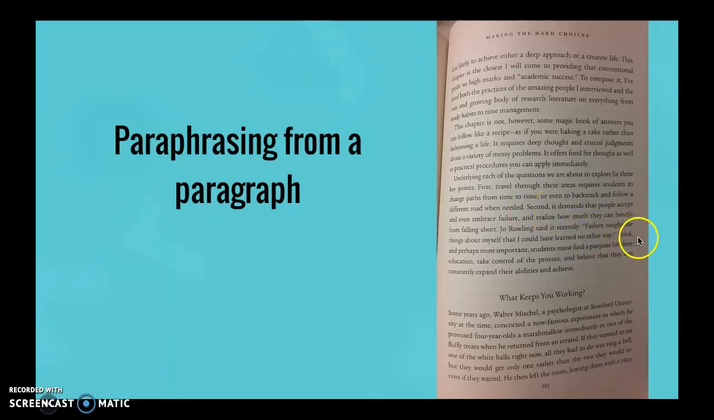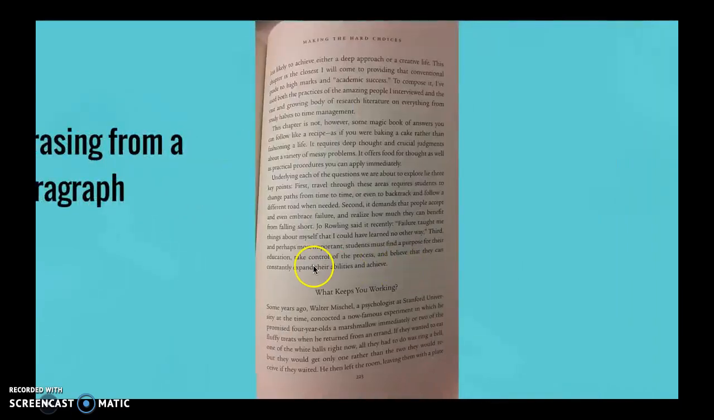So what I'm going to do when I go to paraphrase these 3 points is to make sure that I know what the main idea of this point is, I know what the main idea of point number 2 is, and I know what the main idea of point 3 is, and then I just have to put them into my own words. So we see here, he's talking about students needing to change paths, okay? Embrace failure is point number 2, and then point 3 kind of has a couple points within it, which is that students have to find a purpose for their education, take control, and believe that they can constantly expand their abilities. Okay, so let's see how I took these 3 main ideas and paraphrased.